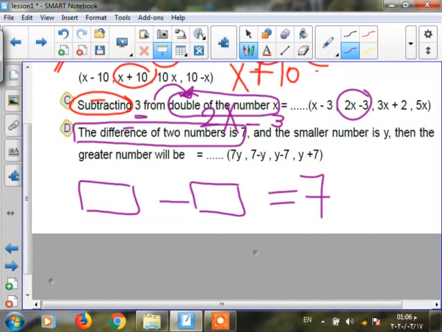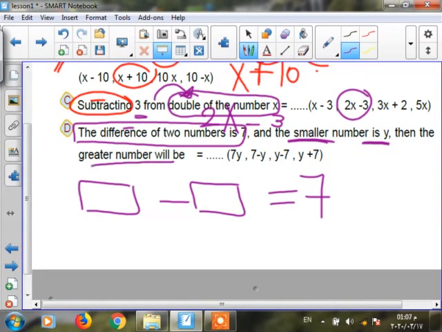And the smaller number is equal to y. The smallest one is y. Then the greatest number will be equal to... In subtraction, the first number will be the bigger one, and the second will be the smaller one.